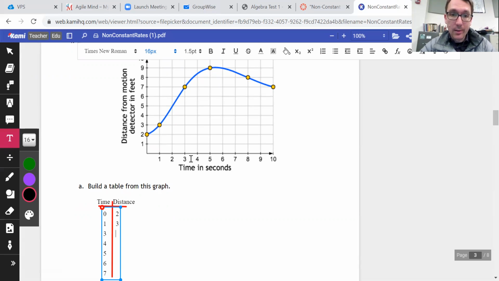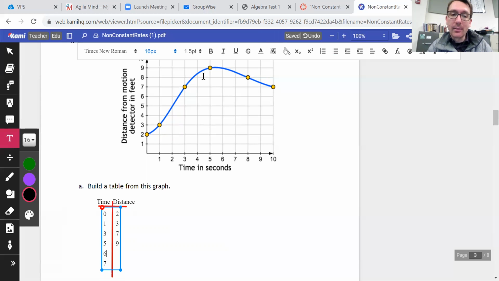Okay, so 3 seconds, 7 feet. After 3 seconds, they're 7 feet away. And 4 seconds. Again, 4 is not marked, is it? It looks like 8.5, maybe. Do I want to guess that? No, I'm just going to use the information they gave me. So now we're jumping to 5 seconds. 5 seconds is 9 feet. You can see that.